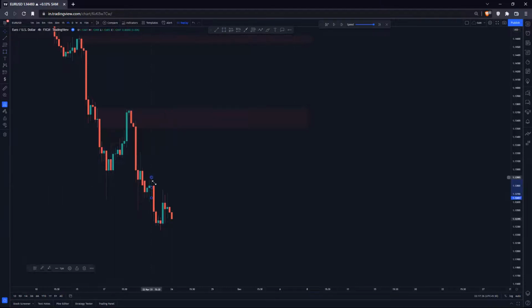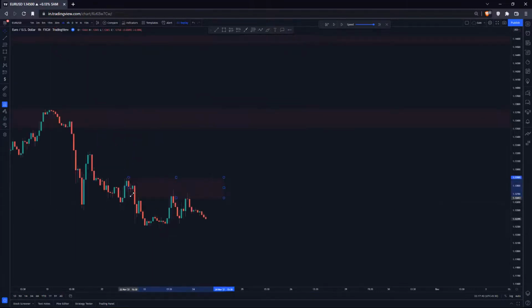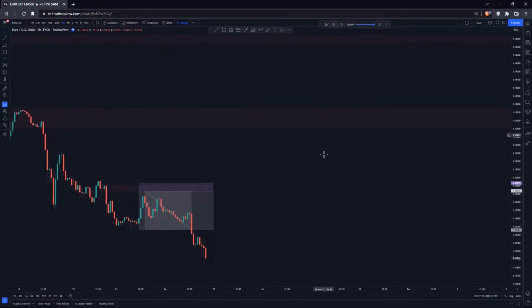This was a supply, because this would be a break of structure on the lower time frame, right? Let me show you this on the 15 minute. On the 1 hour, as you can see, we took a trade right here at the supply, stops just above this because we are not really expecting it to invalidate. Targeting this low because we are expecting the order flow will continue to the downside.